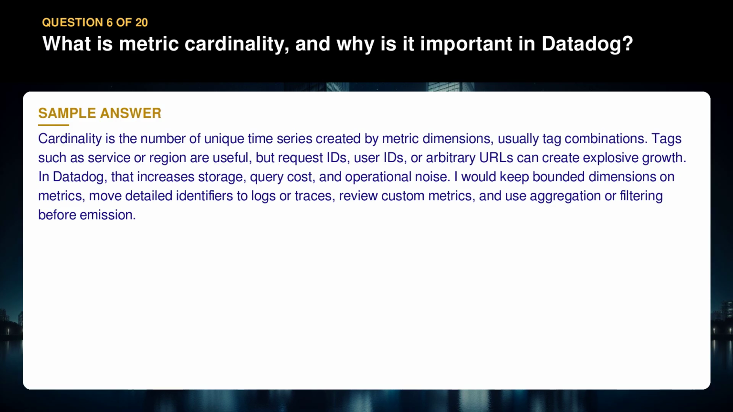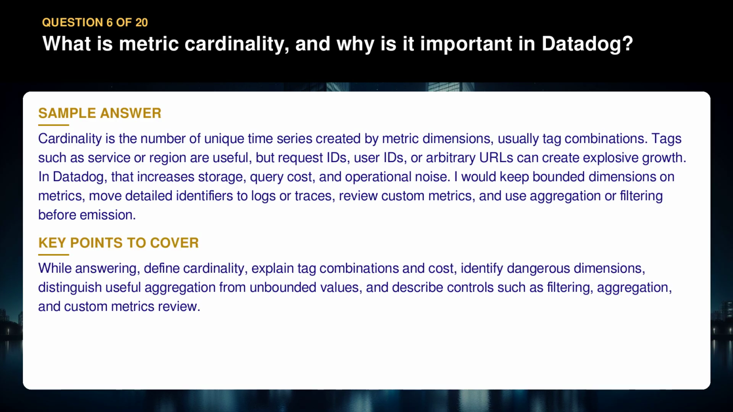I would keep bounded dimensions on metrics, move detailed identifiers to logs or traces, review custom metrics, and use aggregation or filtering before emission. While answering, define cardinality, explain tag combinations and cost, identify dangerous dimensions, distinguish useful aggregation from unbounded values, and describe controls such as filtering, aggregation, and custom metrics review.